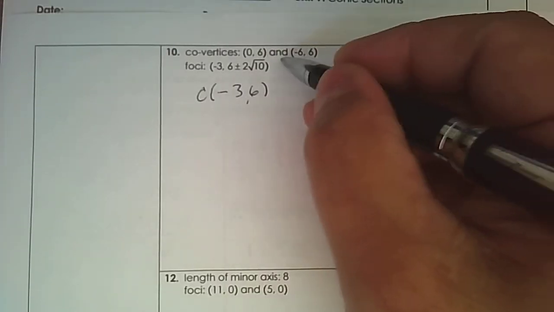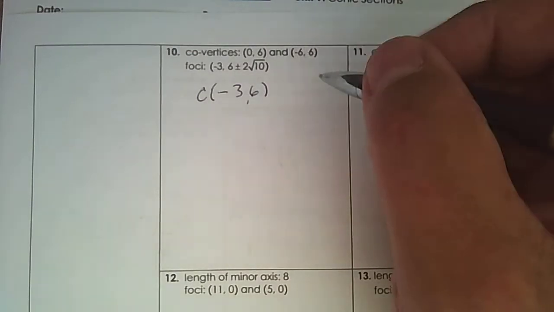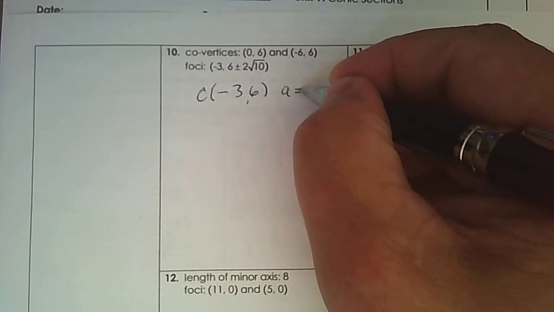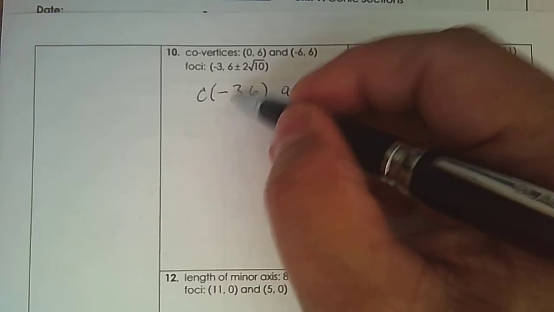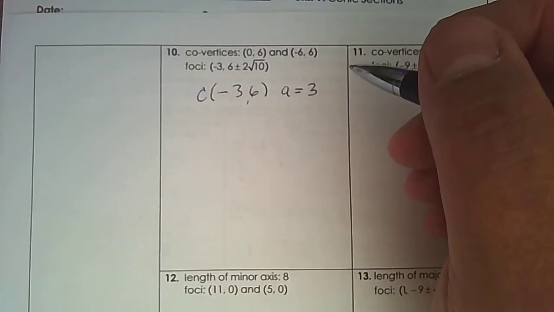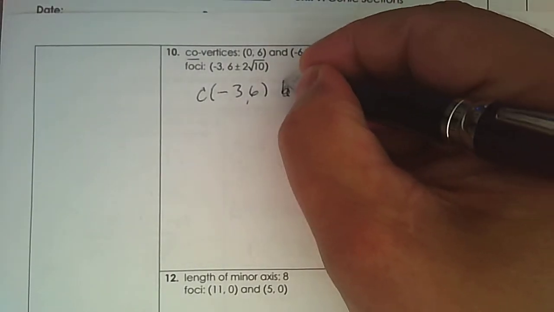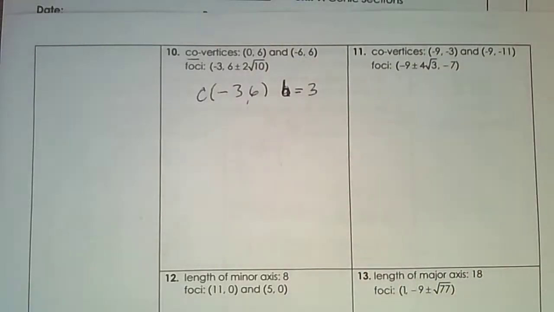Did the x or the y change? So notice the x coordinates changed there. So because the x coordinates changed, A is going with the x. So go from x to x, and the distance is 3. Oh, no, those are the co-vertices, and the x changes. So that's actually the minor. So the B is equal to 3, because they're co-vertices or minor vertices.